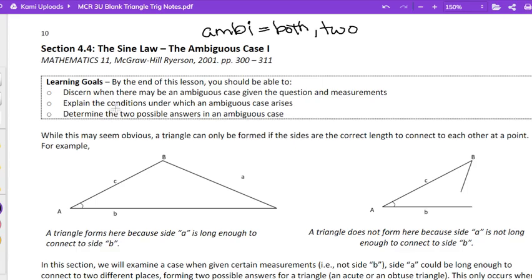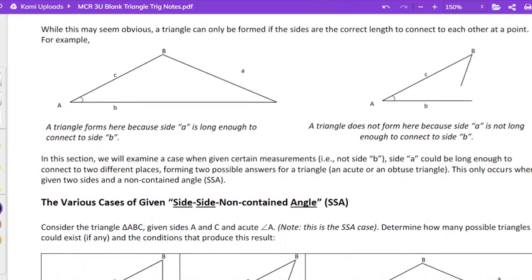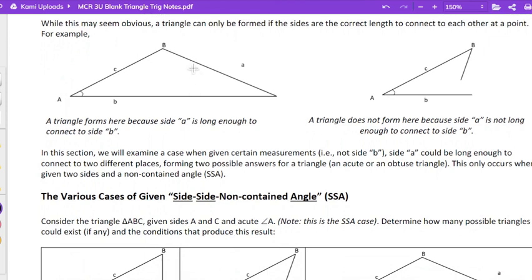Okay? So let's talk about this. While it might be obvious, a triangle can only be formed if the sides are the correct length to connect each other to a point. Yesterday, we talked about an example where the two sides were 9 and 10 long, and the longest side was 19. This would not make a triangle. It would be just a flat line, right? So there are certain conditions in which a triangle can exist.